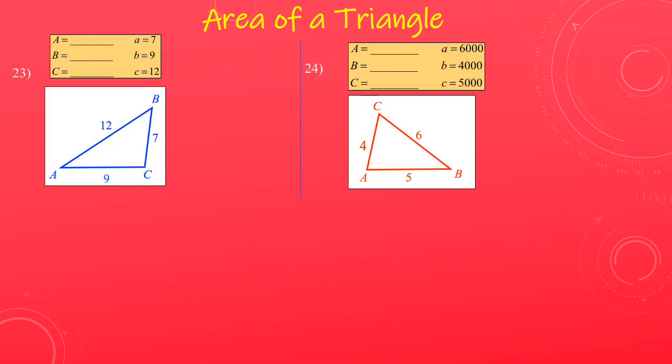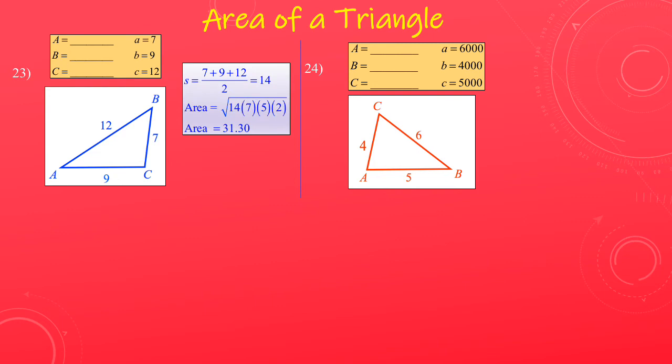Let us look at two side-side-side problems that we encountered previously. First, in number 23, we have little a equals 7, little b equals 9, and little c is equal to 12. First, calculate s, which is (7 + 9 + 12)/2, which is 14. So our area will equal the square root of 14 times (14 minus 7, which is 7) times (14 minus 9, which is 5) times (14 minus 12, which is 2). And we get an area of 31.30.